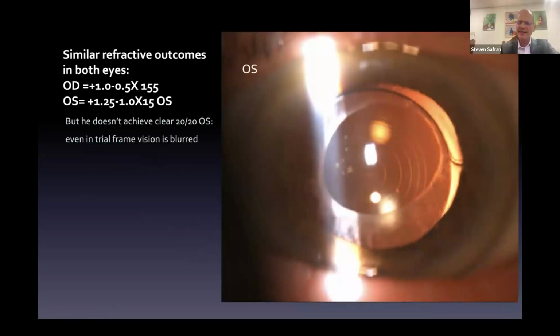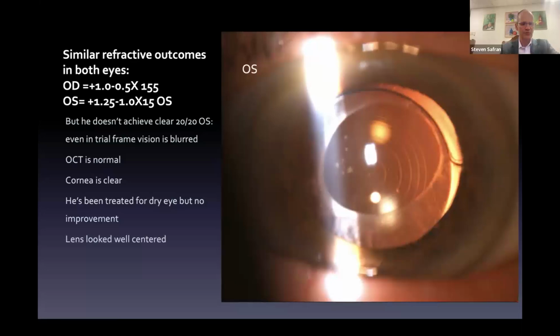But even when I refract him, no matter how much time I spend on it, he doesn't achieve a clear 20/20 in the left eye. It's just not quite clear. Even when I put the trial frame in front of him, it just seems off a bit. His OCT is normal, his cornea is clear, his ocular surface is fine. Of course, he's been treated for dry eye, but there's been no improvement. His lens looks well-centered to me, looking at the slit lamp, but is it?